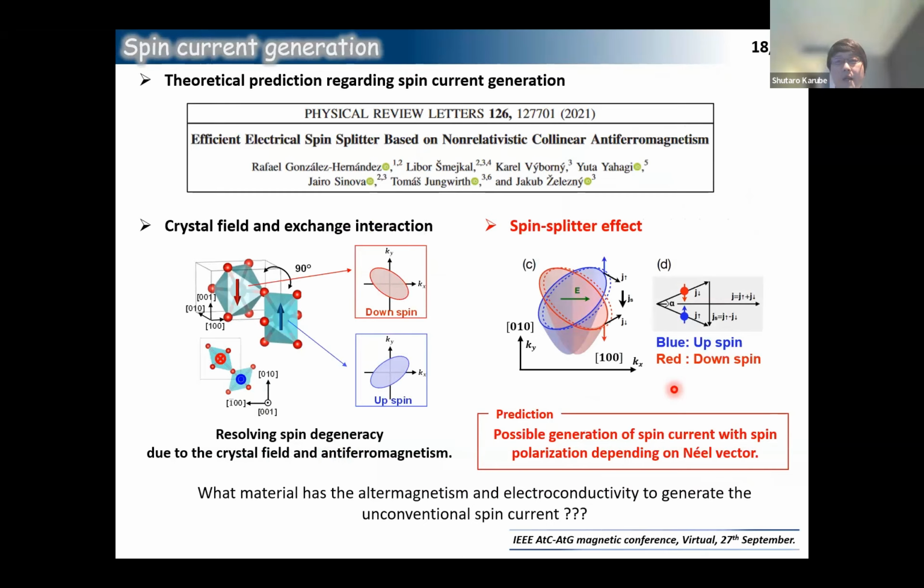This phenomenon is known as the spin splitter effect recently. This effect is distinct from the spin Hall effect mediated by the spin-orbit interaction in heavy metal. This distinction arises because the spin polarization direction of the generated spin currents depends on the Néel vector, making it unique. So what material has altermagnetism and the electroconductivity to generate unconventional spin current?